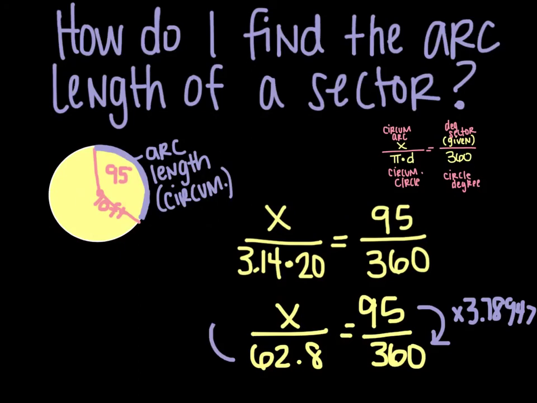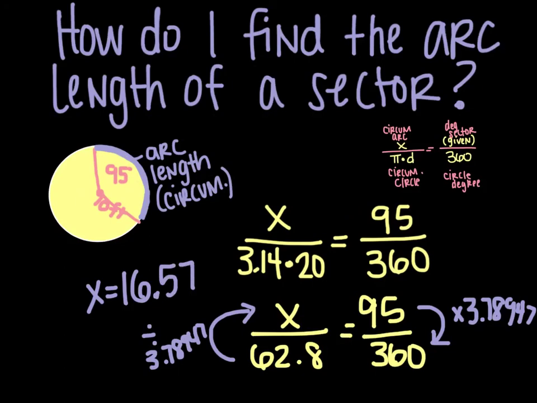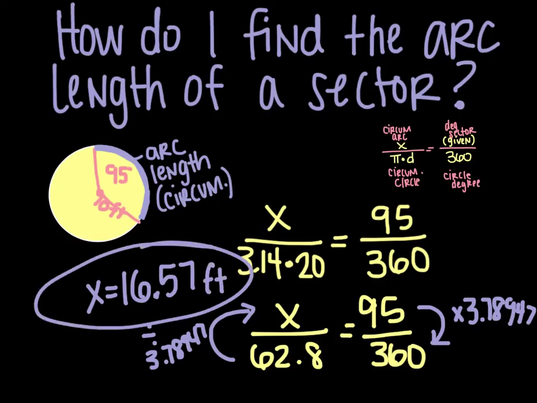Now, I go from what I know to what I don't know. My arrow is going opposite directions, which means I do opposite operations. So I'm going to divide by that 3.78947. You want to be exact, so don't round on this stuff. So 62.8 using your calculator divided by 3.78947 equals, and x will be, now you can round your final answer to the nearest hundredth, 16.57. Then we need our label. Circumference is just feet. That's all it is. So that's my final answer.